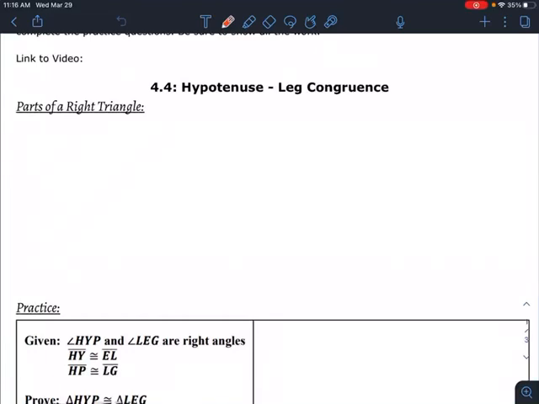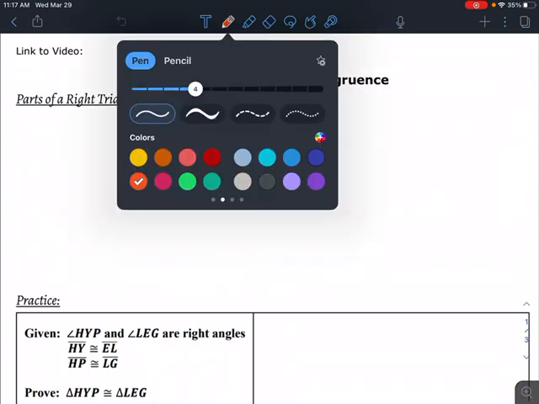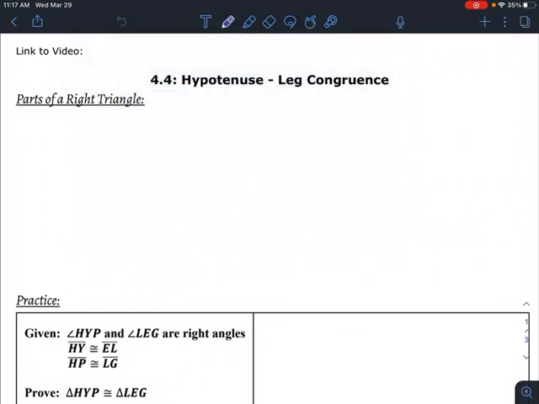Hi students, so what you're going to do today is take notes on hypotenuse leg congruence. This is our fifth way that we can identify whether or not two or more triangles are congruent to one another. I want to start off by going over the parts of a right triangle. So I'm going to go ahead and draw my right triangle right here.